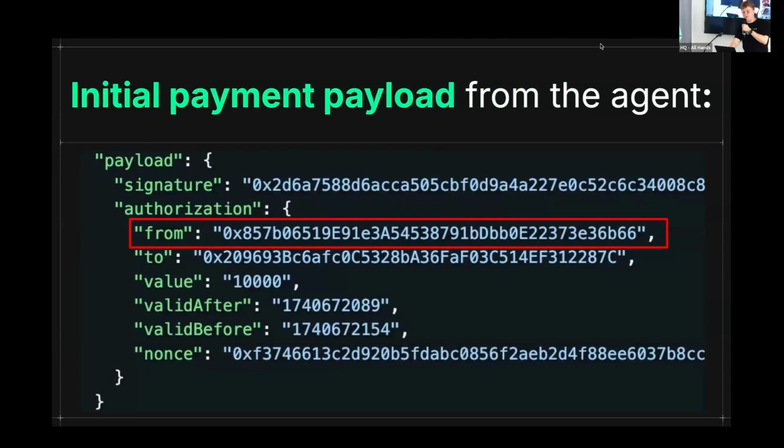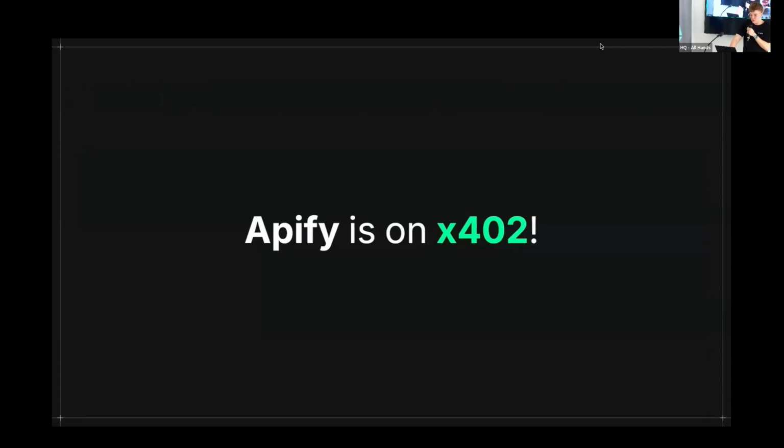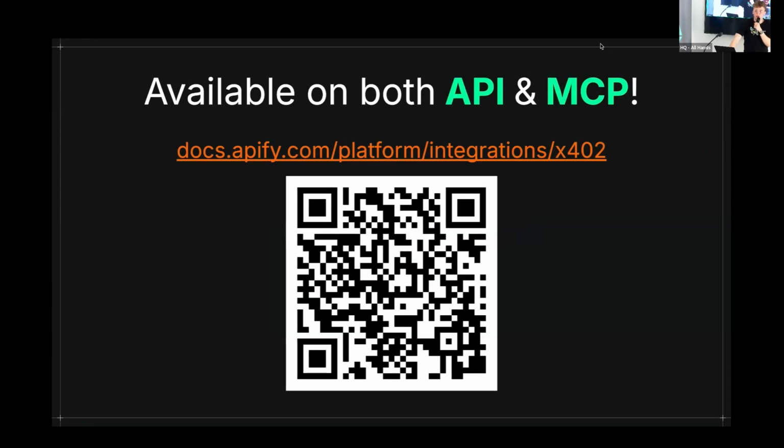You can do it because when the client initially sends the payment, in the payment payload there is the sender address on the network. And you can craft the crypto transfer that would send the money back. And then you can consider yourself a crypto bro, a Web3 developer, and all of this. So that's how Apify got x402. And it's available on API and MCP as well, because they are closely bound. And here is the documentation to set it up. It's pretty easy.